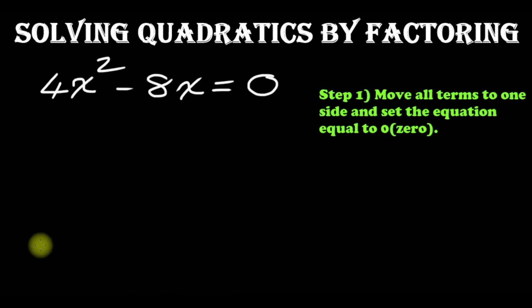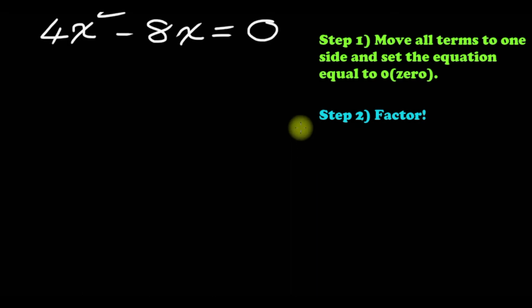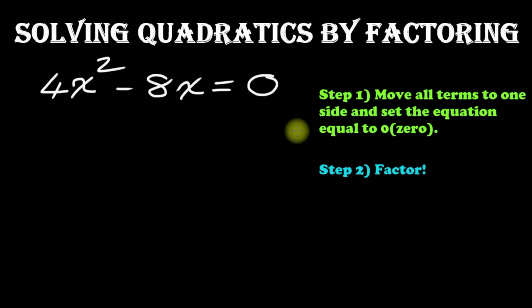Let's move on to step 2. Step 2 is to factor. We're going to factor this quadratic expression on the left hand side. Now notice there's no c, there's no constant in this expression. If you look at the 4x squared and the 8x, there is a greatest common factor in this case. We're going to factor this by taking out the greatest common factor. So what is the greatest common factor for these two terms? Well, 4 and 8, 4 is the greatest number.